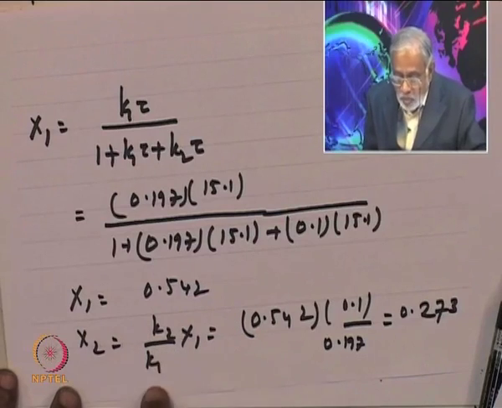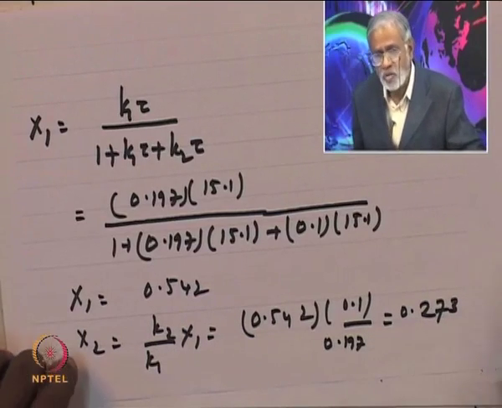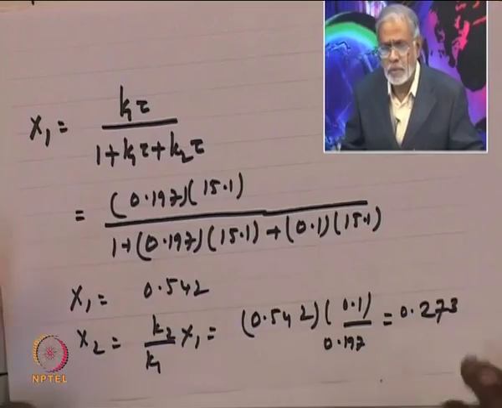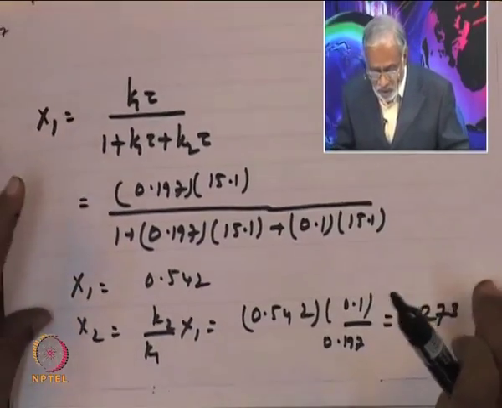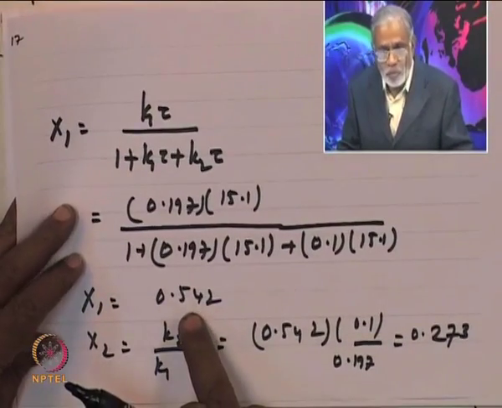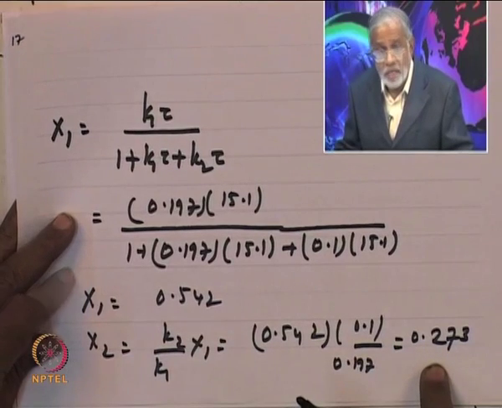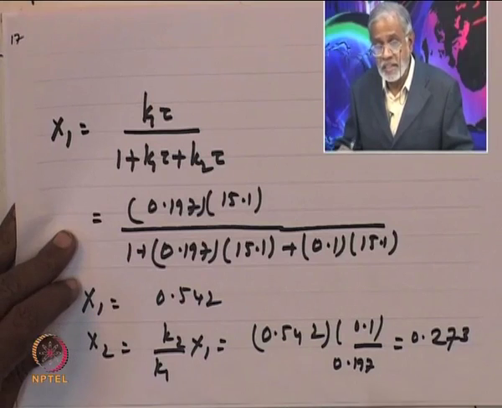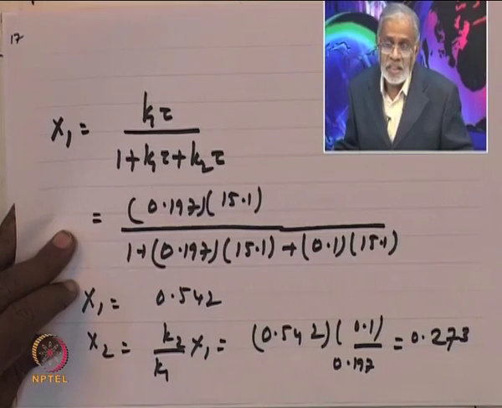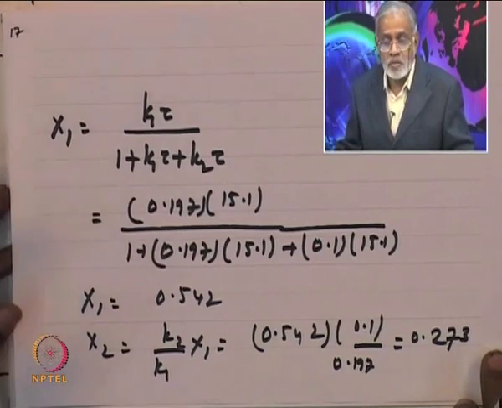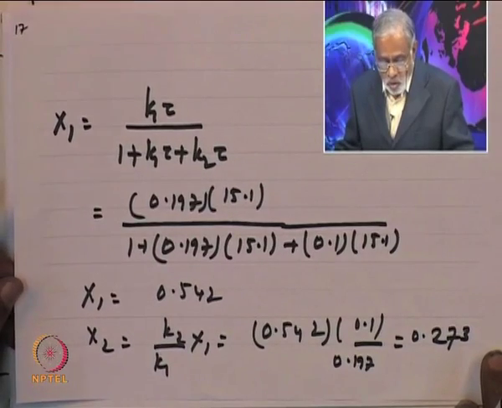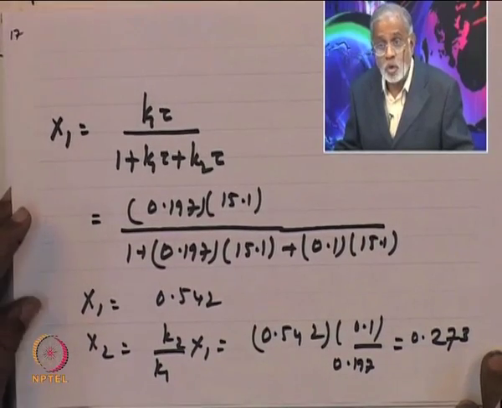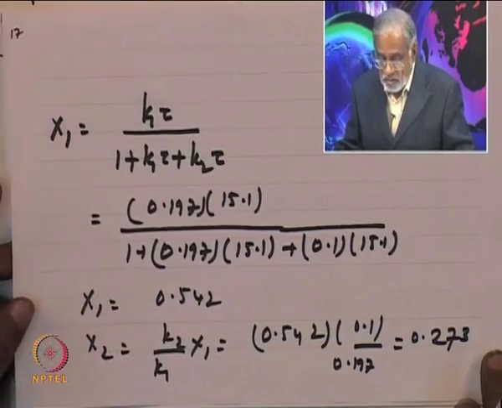And X2 is K2 by K1, you found 0.273. So, what we are saying is that in this multiple reaction where A goes to B, A goes to C, X1 is about 54% and about half of it is component X2, which is component C. You can notice here that the rate functions are such that a significant part of the reactants go towards undesired product, which is not very desirable.